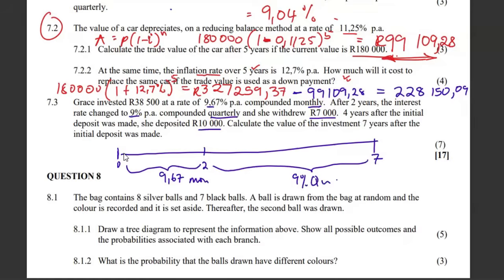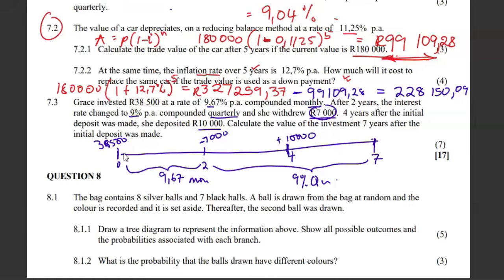Okay, and then she started with 38,500, and then after 2 years, the interest changed to quarterly, and she withdrew 7,000. So 7,000 is out. And then 4 years after the initial deposit was made, so on the 4th year here, there is another 10,000 that is invested. They want the value after 7 years. Okay, so there are 2 ways to this.